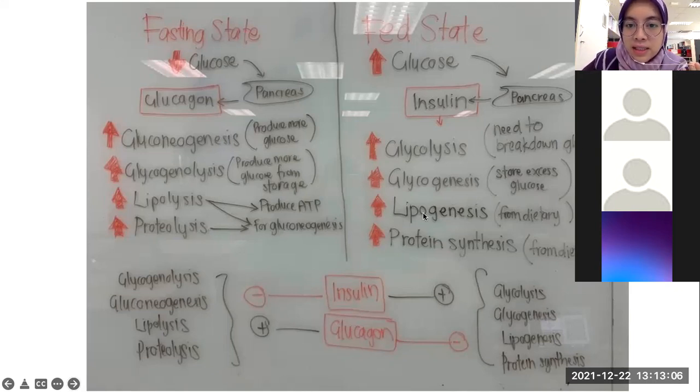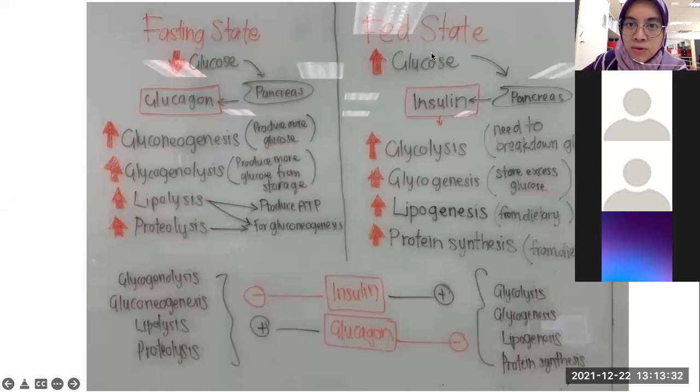So the next thing is protein synthesis, basically to build up our skeletal muscle, our enzymes, our transport proteins, for example, from the dietary protein that we have eaten. So there's protein synthesis taking place to build up or to repair our tissues.